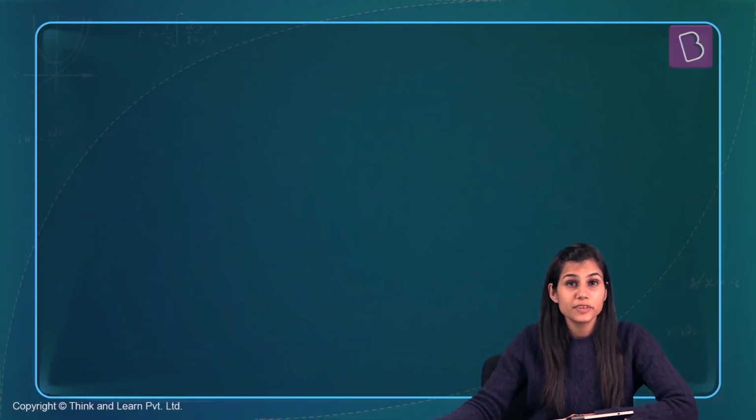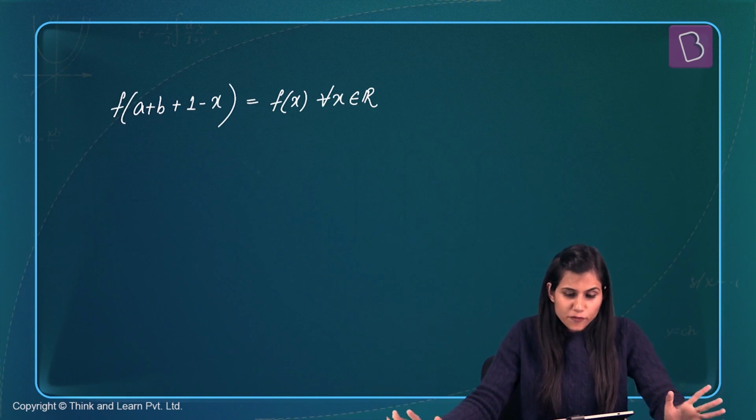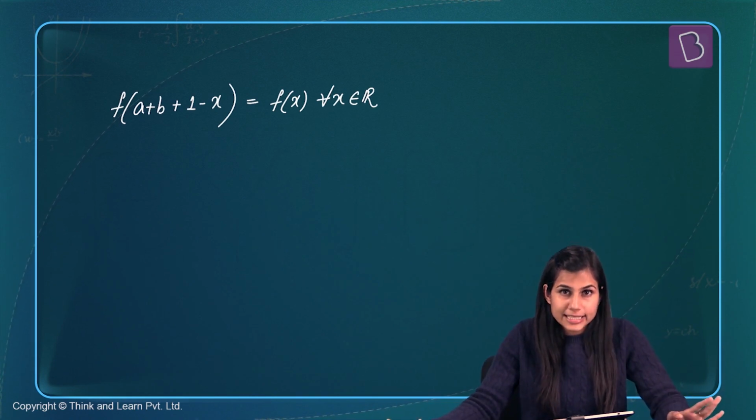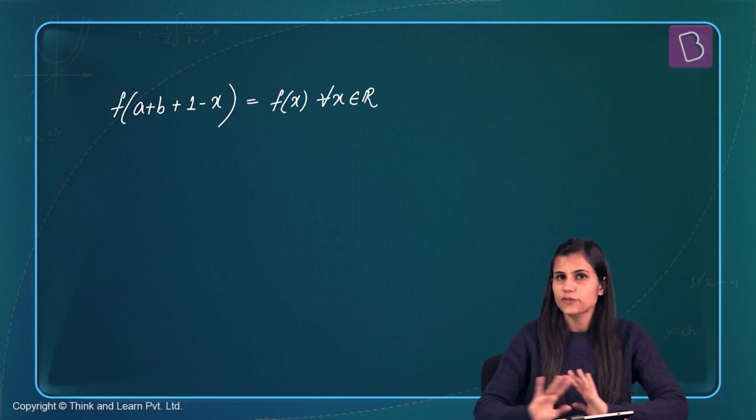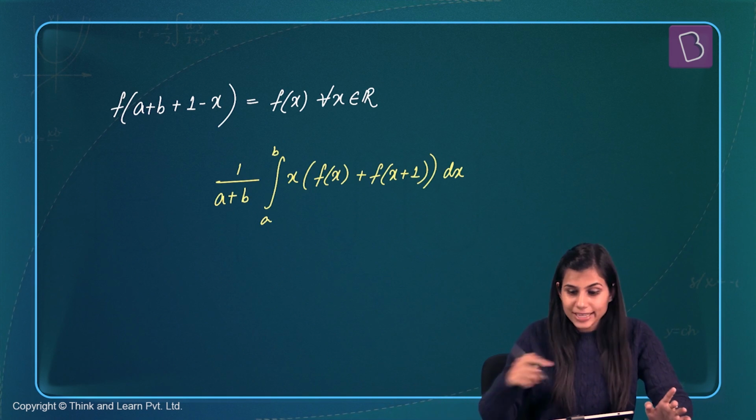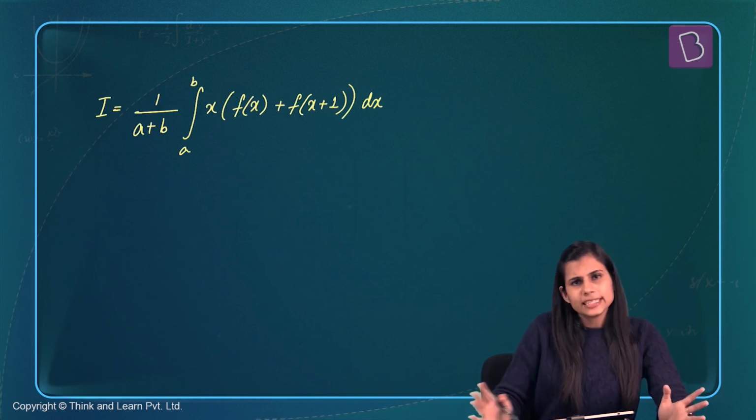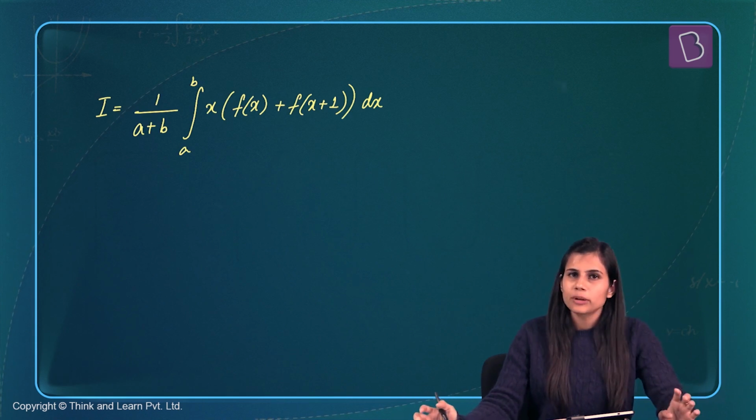Coming from the house of definite integration, we have this question, which gives you that f is a function such that f of a plus b plus 1 minus x is equal to f of x for every real x. Based upon this information, we have to find out the value of this integral, right? So we're going to take this integral as capital I. Let's just try to compute capital I.